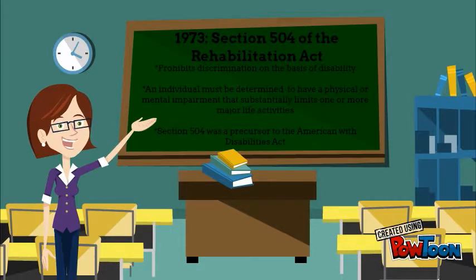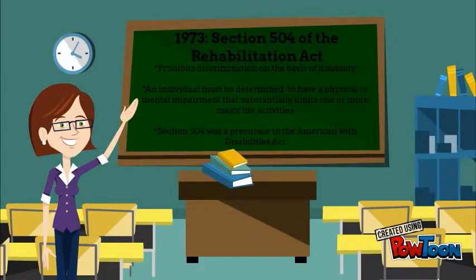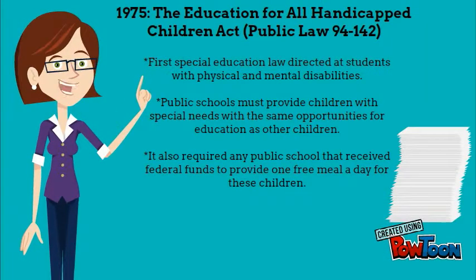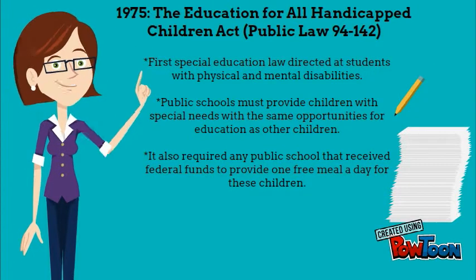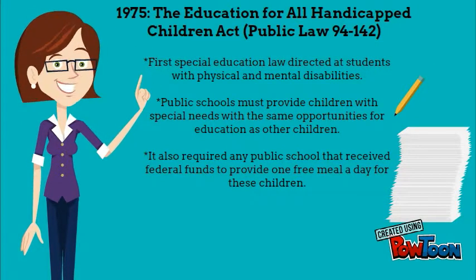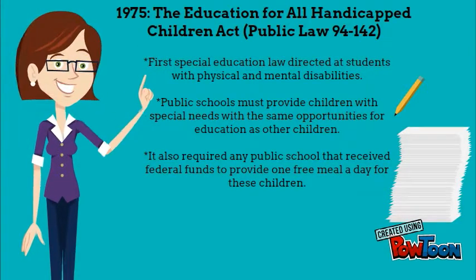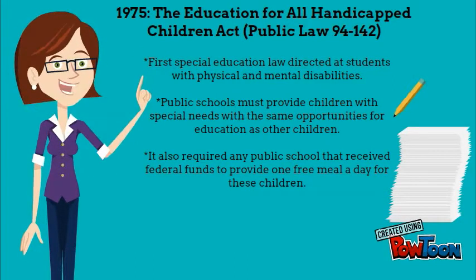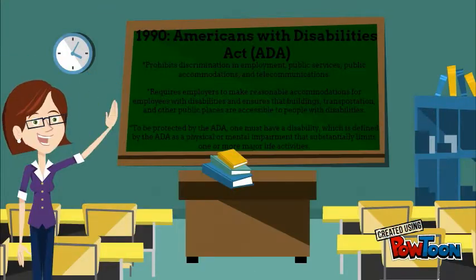funding. An individual must be determined to have a physical or mental impairment that substantially limits one or more major life activities. The Education for All Handicapped Children Act was the first special education law directed at students with physical and mental disabilities. Public schools must provide children with special needs with the same opportunities for education as other children.